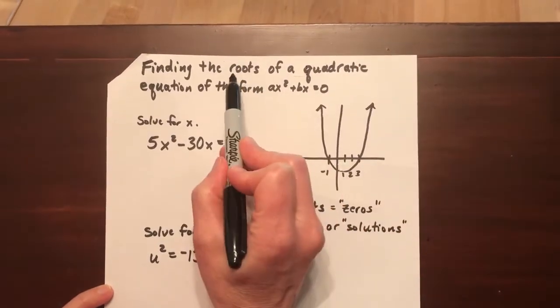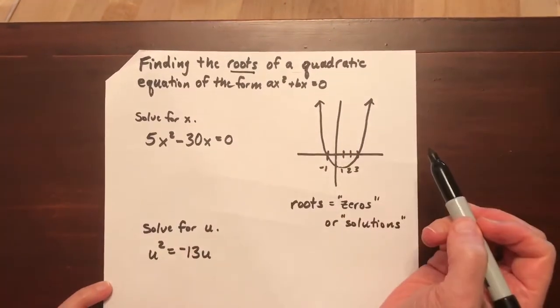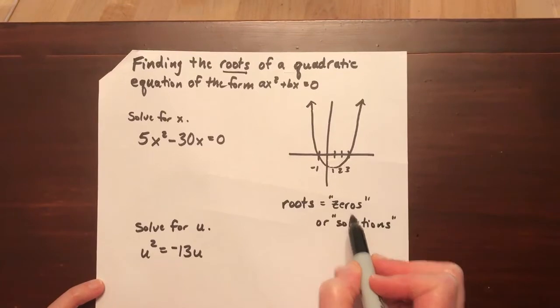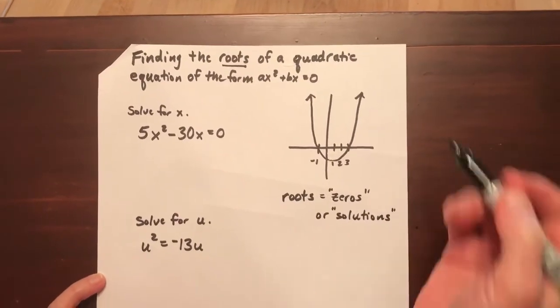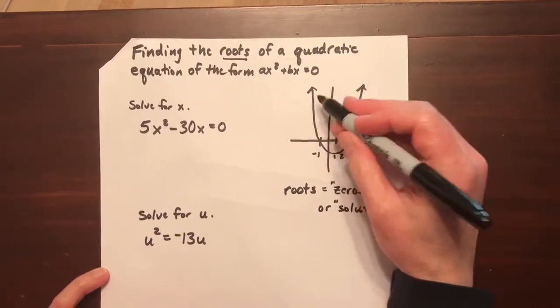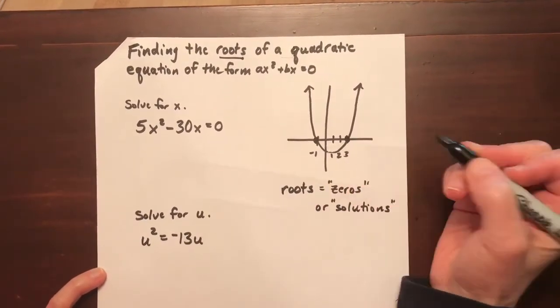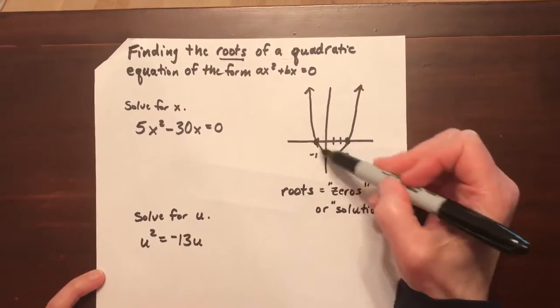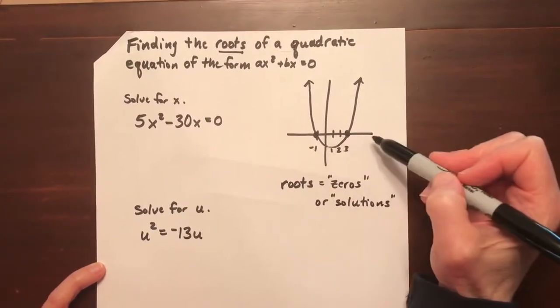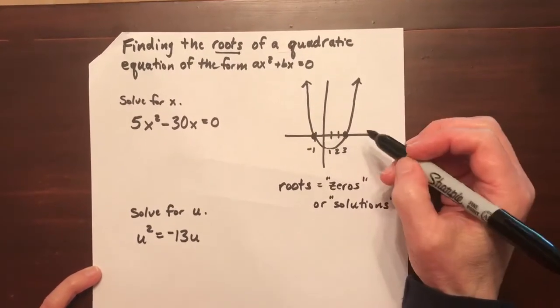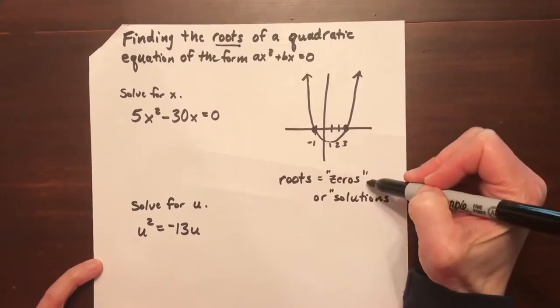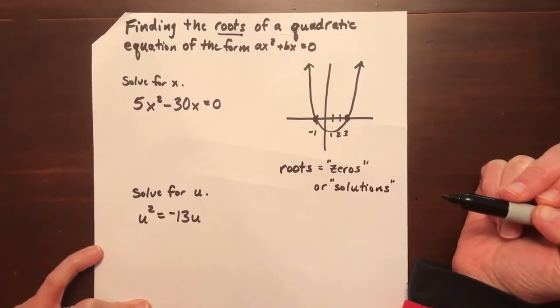What are the roots of that? Sometimes roots are called zeros or solutions of the equation. In this particular parabola, the roots would be here at -1 and at +3. It just means the places where the parabola crosses the x-axis. In other words, where the y value equals 0. That's where the word zeros comes from.